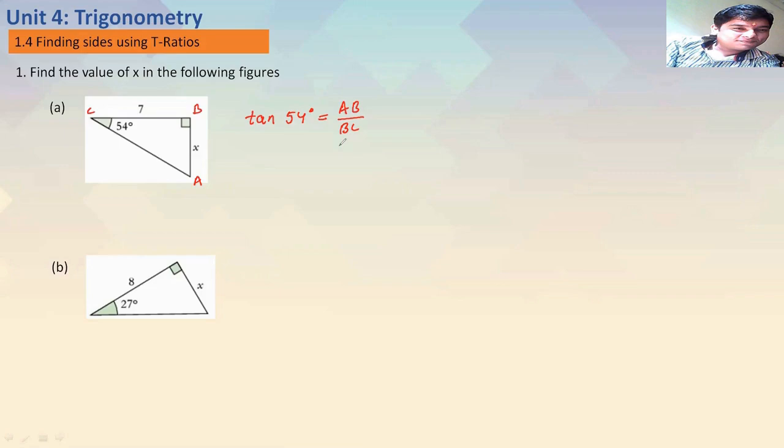The tan 54 is 1.37, right? Yes, 1.37 rounded off to two decimal places will be 1.38, equal to x over 7. So on multiplying both sides by 7, we shall have 7 into 1.38. What is it going to be?